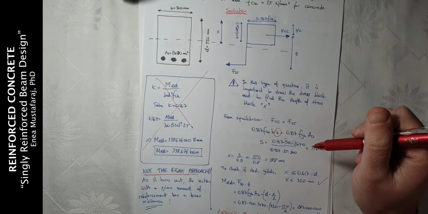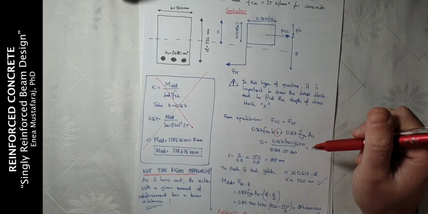To check whether the steel yields, we need to compare x with 0.617 times the effective depth, and we see that x is much lower than 320, so we are okay, and the steel yields.